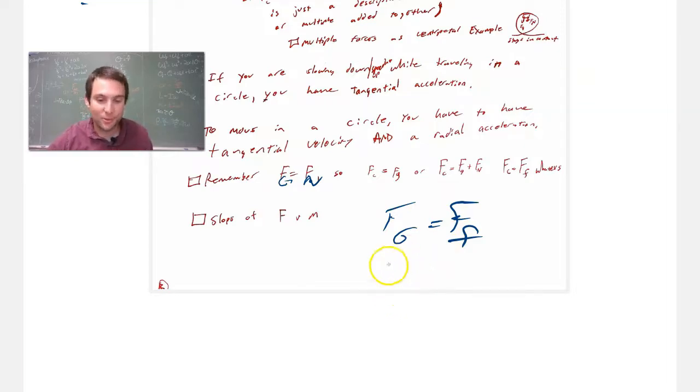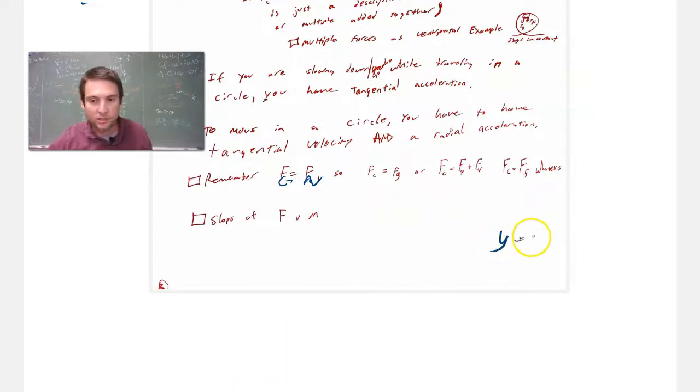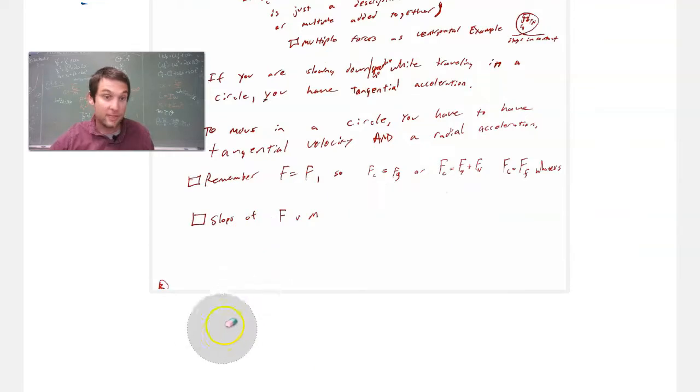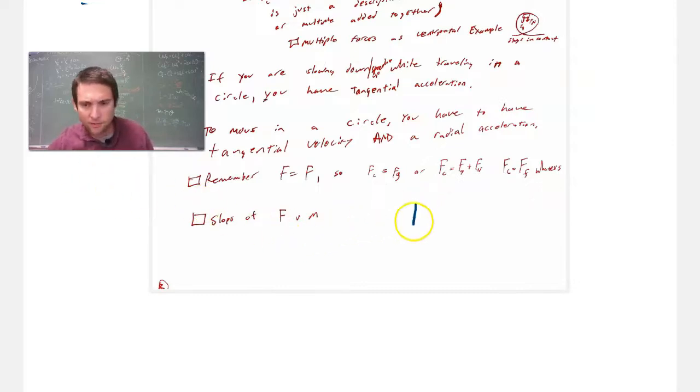The point is, they're both forces, so they're interchangeable. The same way as if you have your time in your y equations, 1/2 gt squared, and you've solved for time, that time is the same as the time in x equals v naught times t. So you can use that time over here because they're the same thing, same principle. Whenever you have two things that are equal to each other, you can just change them out or set them equal to each other. Slope of a force versus mass graph, we've already talked about that.